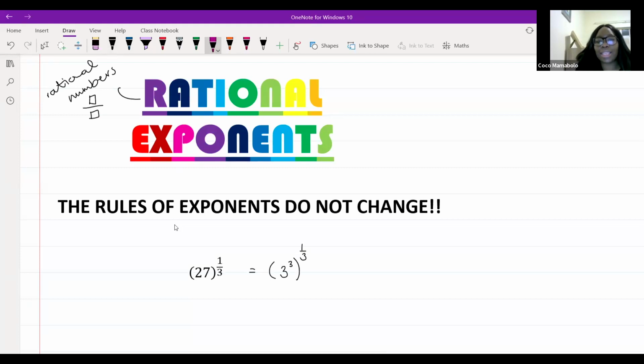And then I see a bracket and an exponent. I know that I'm going to multiply my exponents. That's going to give me 3 to the power of 3 times a third, which will give me 3 to the power of 1, which exactly proves my point. All right, are we all okay with this idea? Not a difficult idea at all, right?